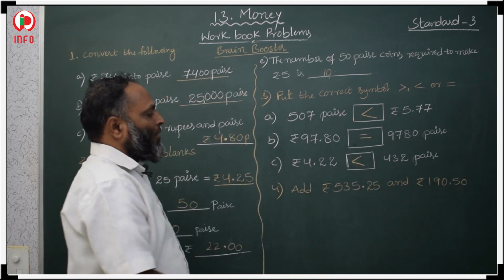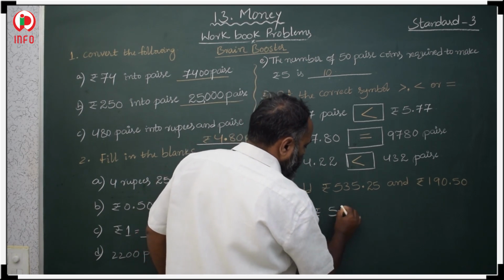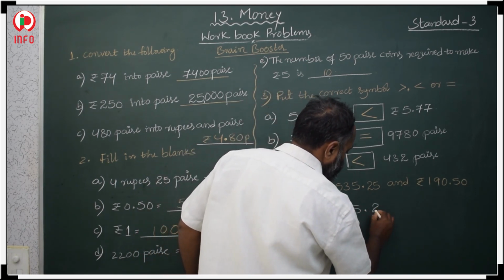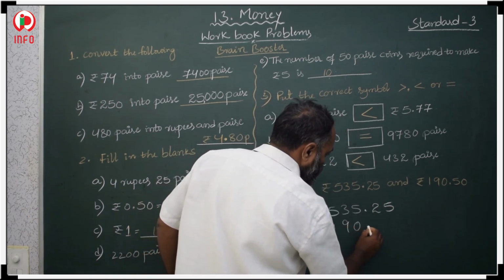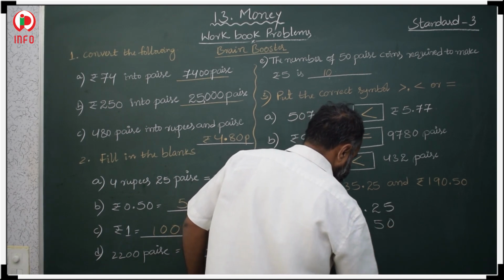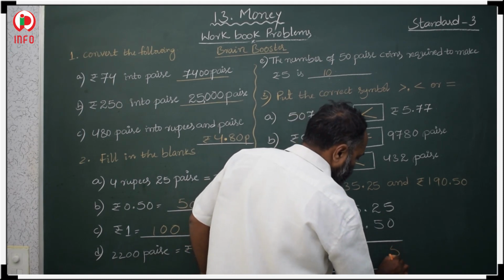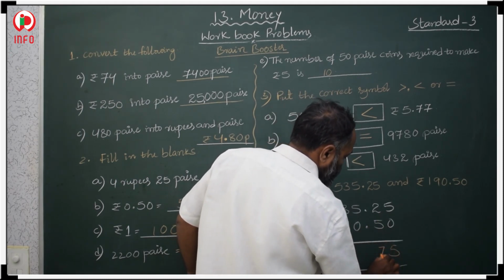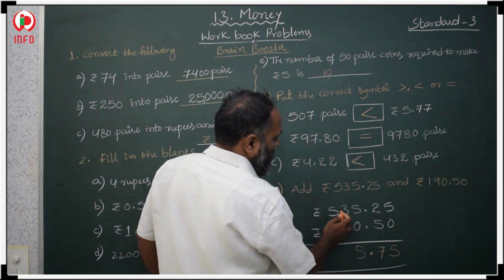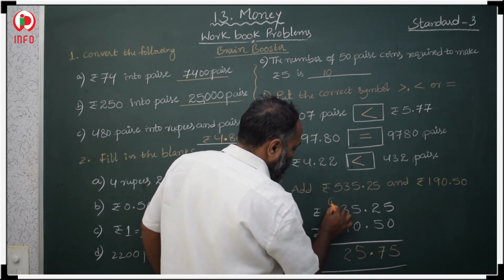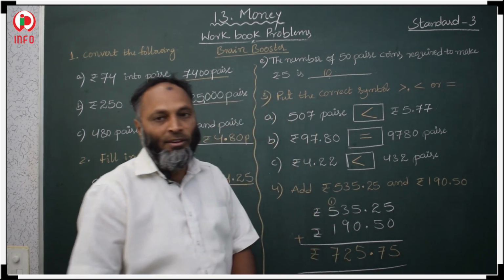Okay. Now after that, add. So first rupees 535.25, then after that 190.50. Add both. Okay. 5 plus 0 is 5, 5 plus 5, 6, 7. 5 plus 0 is 5, 9 plus 9 is 10, 11, 12, 12 and 1, 5 plus 6 is 6, 6 plus 1 is 7. 725 rupees 75 paisa. Okay.